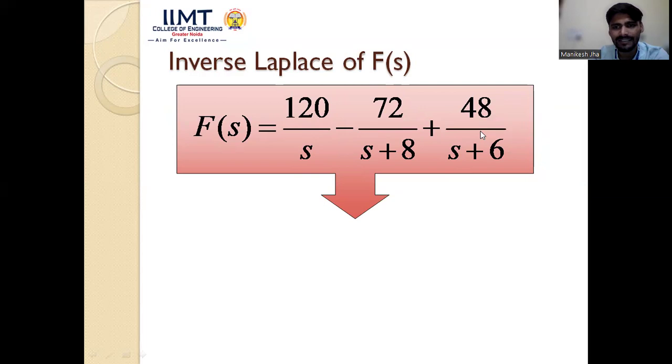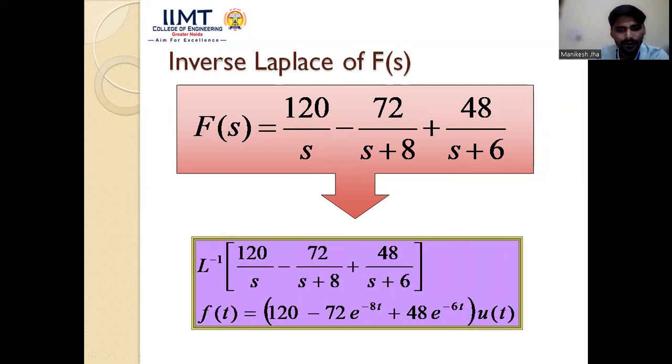So when we take the inverse Laplace, f of t is given as 120 u(t) minus 72 e to the power minus 8t u(t) plus 48 e to the power minus at u(t). What is the value of a? 6. So e to the power minus 6t u(t). So u(t) is common in all three expressions, so we take u(t) common. We get the inverse Laplace as 120 minus 72 e to the power minus 8t plus 48 e to the power minus 6t, times u(t). So this is your inverse Laplace.